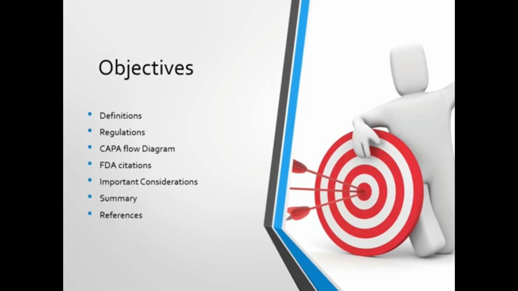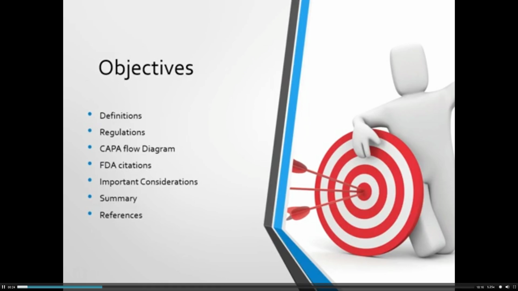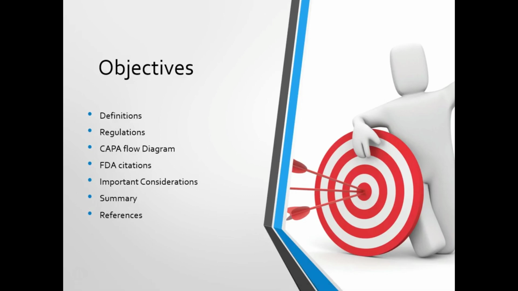So the objective of this lesson is to cover the following points. At the end of it, you should have a good understanding of what a CAPA is, corrective and preventive actions, along with the regulations around CAPA control. We'll talk about the CAPA flow diagram. I've listed some FDA citations around inappropriate or ineffective CAPAs. They're easily accessible on the FDA website, and I'll show you where I've pulled down that information from. Some important considerations around CAPAs, and we'll summarise, and again I'll give you some references or some links to additional reading.